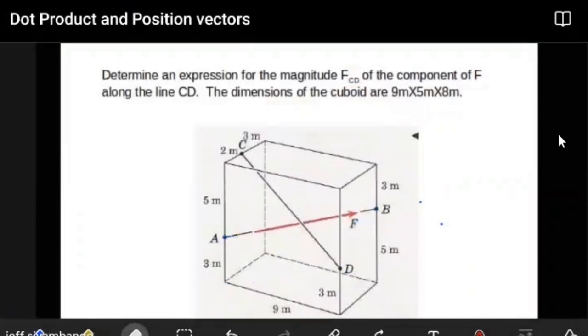I'm not getting that. Erase the line that... Oh, okay. Oh no. Oh, thank you. I didn't see that F was along AB, so I was wondering why we were finding AB. I thought it was along CD. Oh, okay. But F is set along AB, so it's okay. Right.